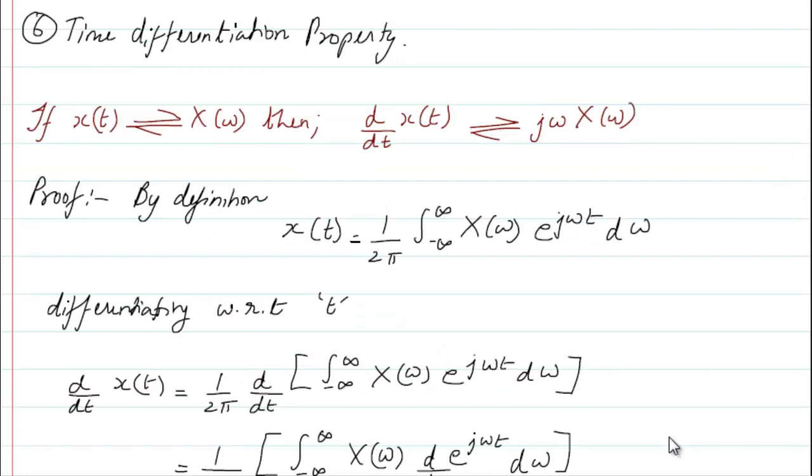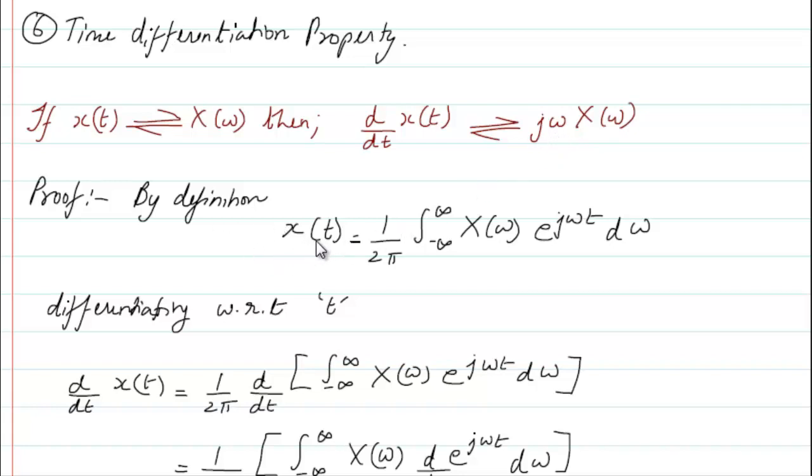Next is the time differentiation property. In the time differentiation property, if you have a function x of t whose Fourier transform is capital X of omega, then the differentiation of that x of t is going to be j omega multiplied with X of omega. Okay, j omega multiplied with X of omega. And by definition, let us prove this. If you want to take the Fourier transform of the differentiation of x of t, all you have to do is take the X of omega and multiply it with j omega.